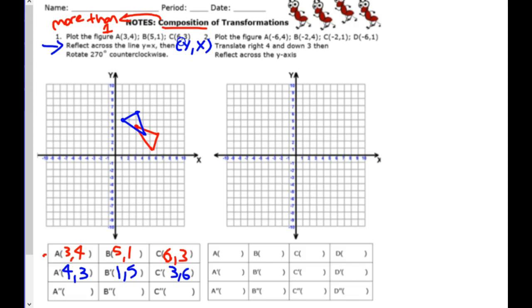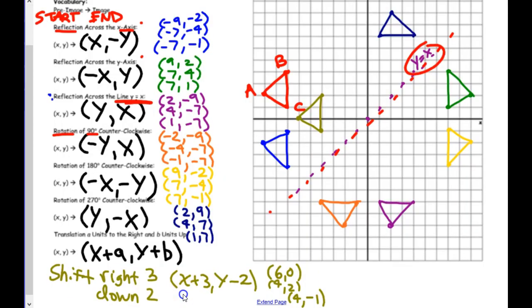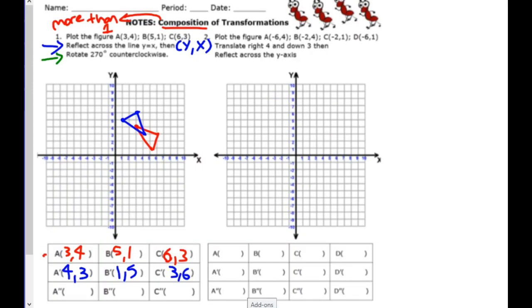All right, so my next transformation, right, so we're going to rotate 270 degrees. So let's go back to my notes. For 270, the rule is (y, negative x). Let's go write that on our notes, okay? (y, negative x).